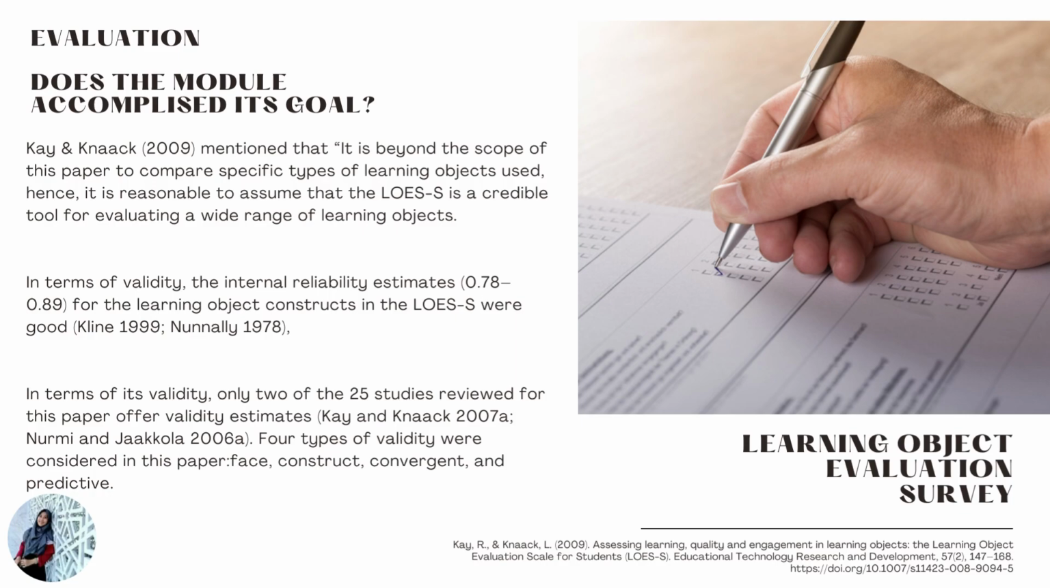And in terms of its reliability, the internal reliability estimates are around 0.78 to 0.89 for the learning object construct in the LOES. And it is considered good enough according to Kline in 1999 and Nunnally in 1978. And in terms of its validity, there are only two of the 25 studies reviewed for this paper, which are mentioned in Kay and Nack in 2007A and Nurmi and Jaakkola in 2006A. There are four types of validity that are considered in the paper, namely face validity, construct validity, convergent validity, and predictive validity.